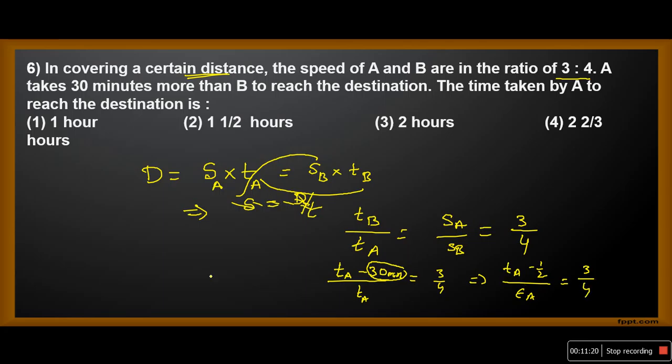Let us cross multiply this. What happens? 4TA minus 2 equals 3TA. So bring this 3TA to the left hand side. You will get 4TA minus 3TA, which is equal to TA. Send this minus 2 to the right hand side. Minus 2 will become plus 2. Time taken by A is 2 hours.